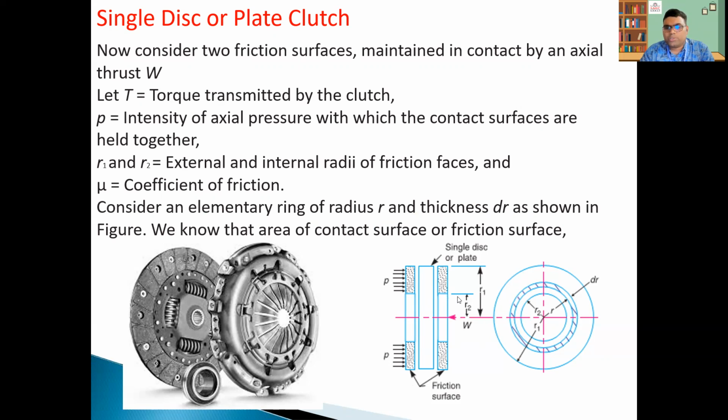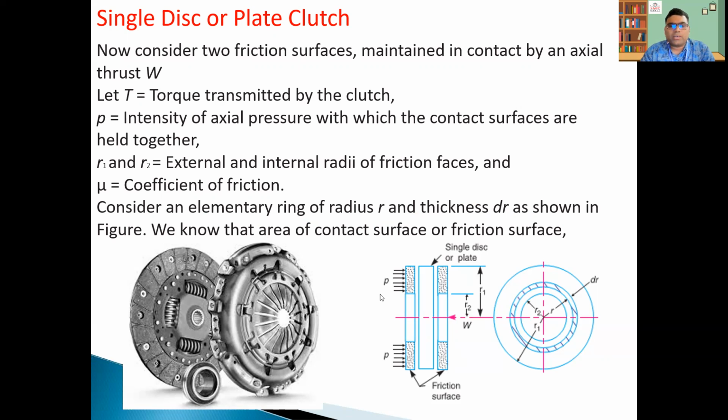R1 and R2 are the radii: the external radius is R1 and the internal radius is R2 of the frictional surface. This is called the frictional surface, this black part of it. This is the frictional surface, okay? And the pressure P is applied here.